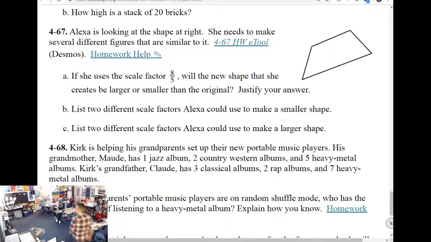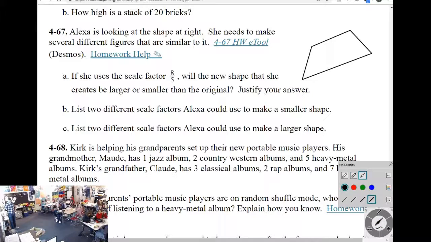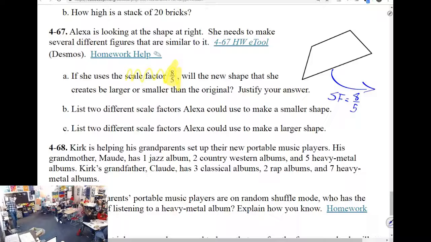So Alexa's looking at the shape at the right. She needs to make several different figures that are similar to it. So similar means same shape but different size, right? Your scale factor of 8/5. Will the new shape she creates be larger or smaller? So if my scale factor is bigger than 1, right? 8/5 being an improper fraction. What I do with my scale factor, Aiden, do you remember what we do with our scale factor? Yeah, scale factor is a multiplier. So we're going to multiply whatever dimensions of the shape we have. Let's say if this bottom was 12 and the top was maybe 8, and I don't know, this might also be 8, and to each of those values, we're going to multiply by 8/5. Will the number end up bigger or smaller? Bigger. Bigger than 1.